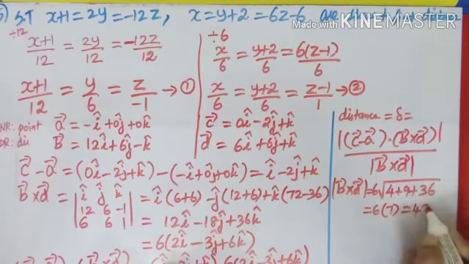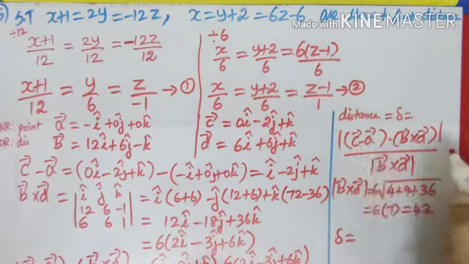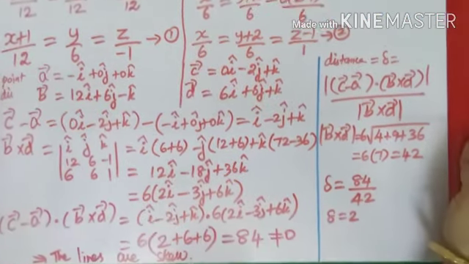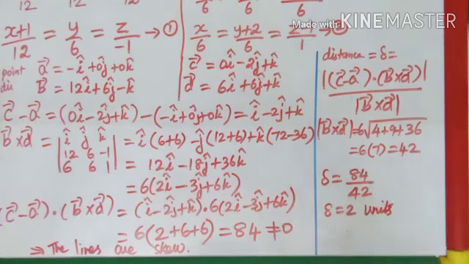So I get 42. Now del is equal to the modulus of this. My answer is 84 divided by 42, which is nothing but 2. So the distance between the skew lines is equal to 2 units.